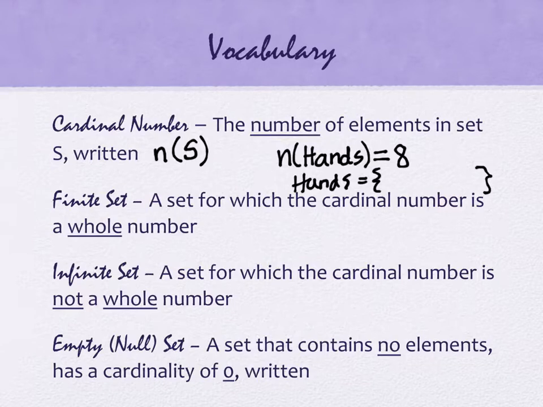But there are sets of things for which it's not finite, it's infinite. So an infinite set is a set where the cardinal number is not a whole number. Right? It's not a fixed number. The number of natural numbers. If you really want to, you keep counting for an awfully long time, like forever. You never reach an ending point. There's never a stopping point of the natural numbers.